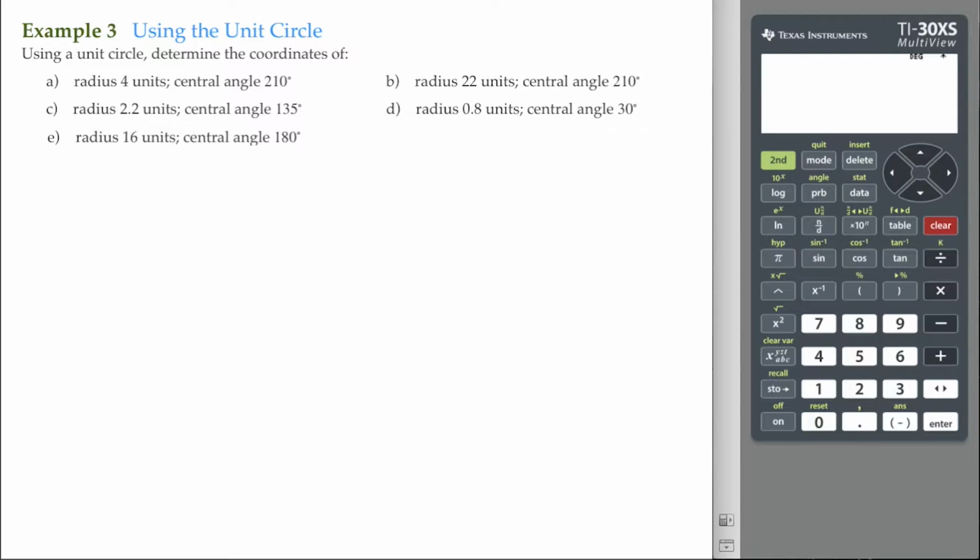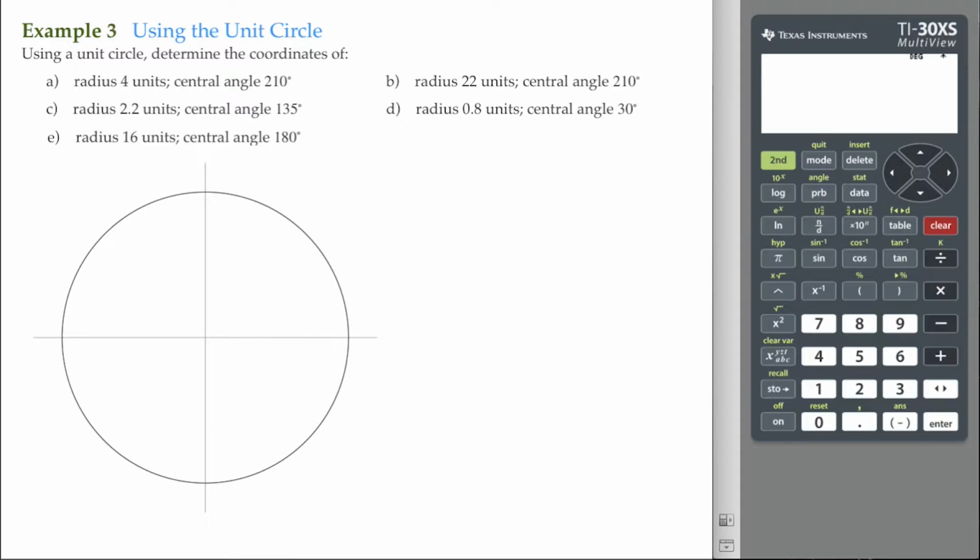So for this example, it says, using a unit circle, determine the coordinates of these 5 scenarios here. A says with a radius of 4 units is a central angle of 210 degrees. Now, if we're going to be using a unit circle, we have to remember that we're also going to be using our special right triangles.